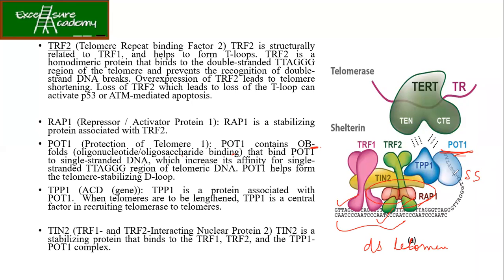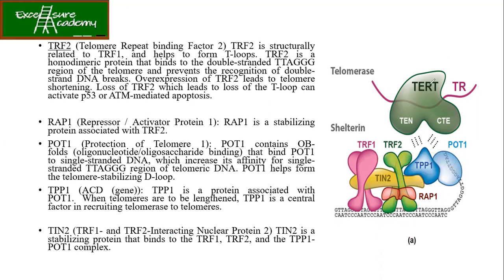Now coming to TPP1, it is associated with your POT1. When telomeres are to be lengthened, TPP1 is a central factor in recruiting the telomerase. So TPP1 is required for recruiting the telomerase. Now last, TIN2, that is TRF1, TRF2 interacting nuclear protein. It is a stabilizing protein which binds to both your TRF1 and TRF2 and helps in making a complex with POT1. Is the structure clear to everyone, the shelterin complex?